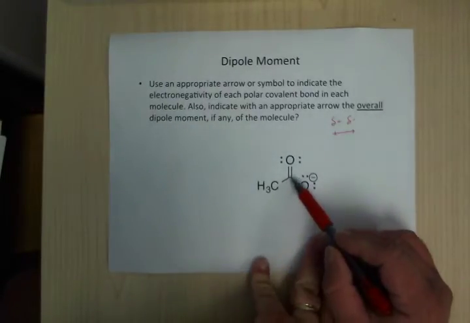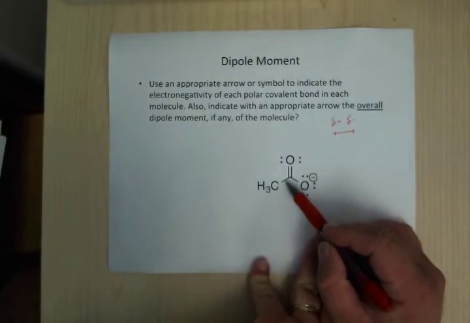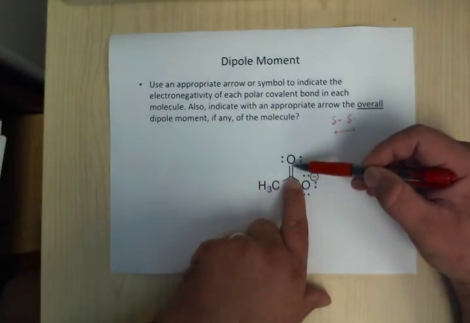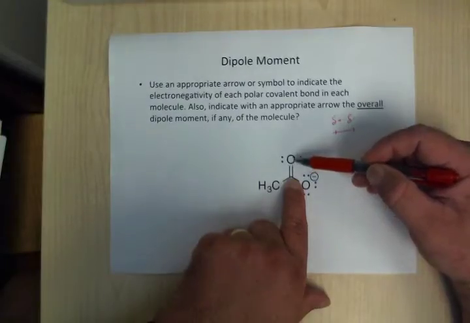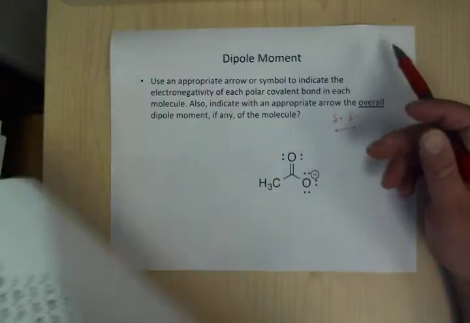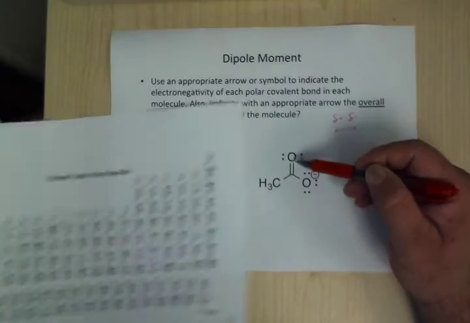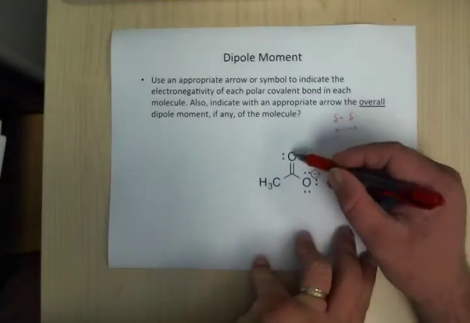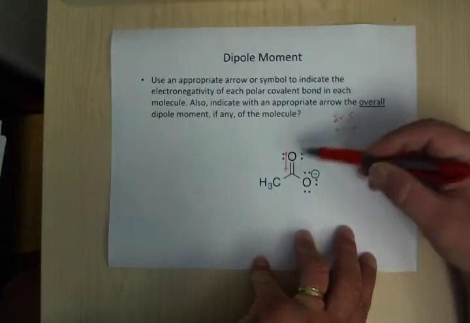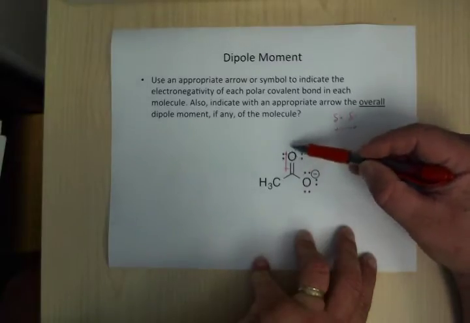Between here you've got a carbon-carbon bond, so that's just going to be completely covalent. But between this carbon and the oxygen, the fact that this is a double bond does not matter. You're just looking at the two atoms themselves. On the periodic table, oxygen is closer to fluorine than carbon is, so oxygen is more electronegative. Here the arrow is going to go that way, towards the more electronegative side.